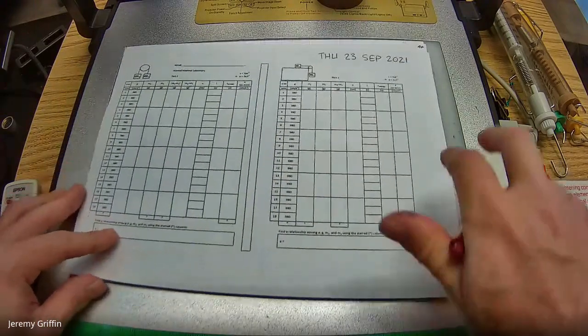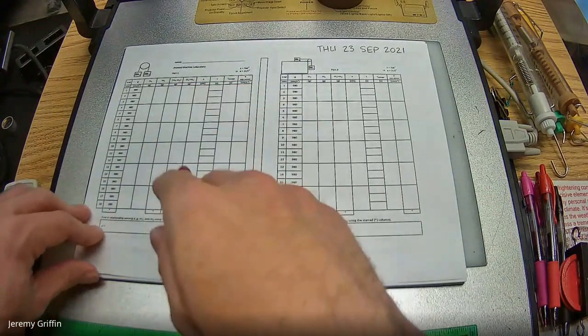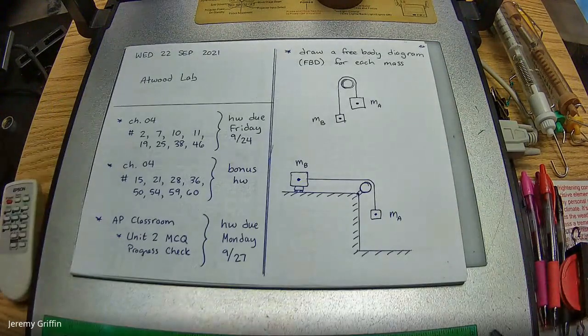Recording is rolling. It's Thursday, September 23rd. Yesterday, you guys did this double elevator Atwood lab, and today you guys are going to do the modified version, which is going to involve a horizontal component.